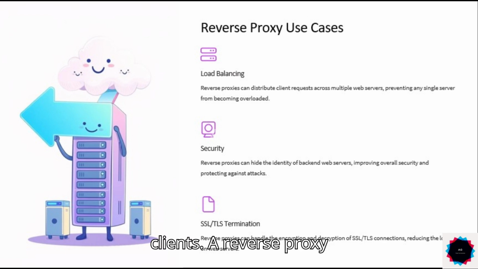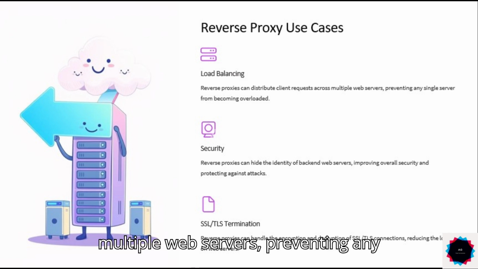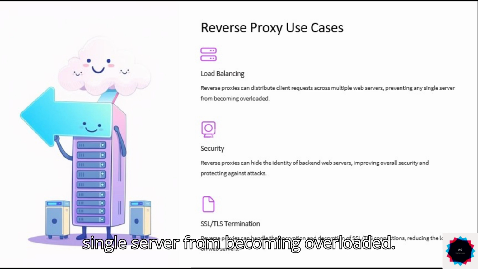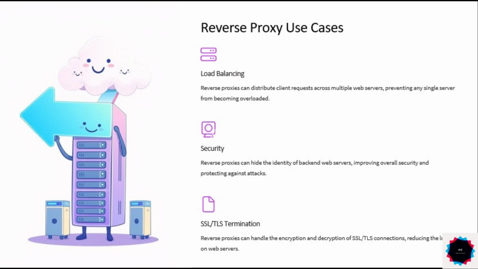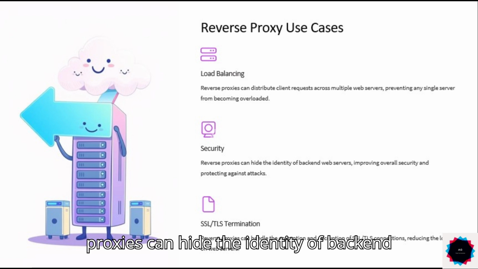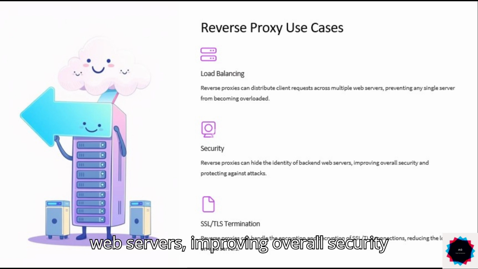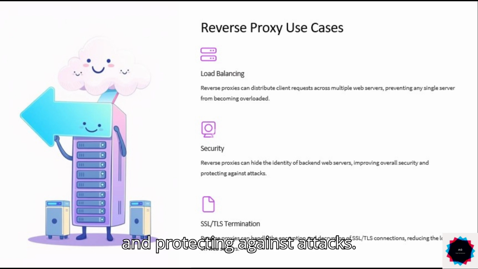A reverse proxy is mostly used for 1. Load balancing. Reverse proxies can distribute client requests across multiple web servers, preventing any single server from becoming overloaded. 2. Security. Reverse proxies can hide the identity of backend web servers, improving overall security and protecting against attacks.